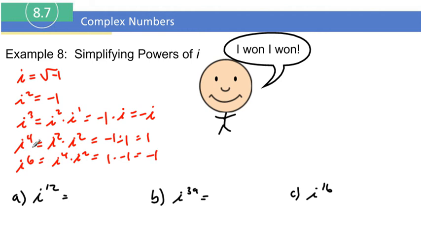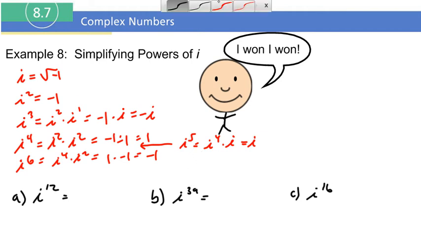Oops, I think I skipped i to the power 5. Let's just put in i to the power 5. We can write that as i to the power of 4 times i, and i to the power 4, we already established, is 1. So that's just going to be i. Okay, we're not going to go up to 12 or up to 39 because we'd be here for a long time. But I want you to notice this pattern here.